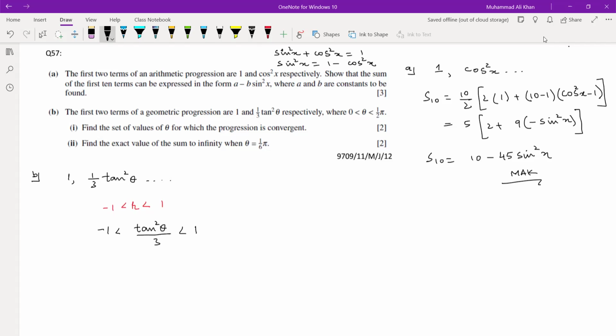Any confusion up to this? No. Now we have to calculate the value of theta from 0 to pi by 2. Yes, we will go in radians now. Let's check how the value of theta will be calculated.